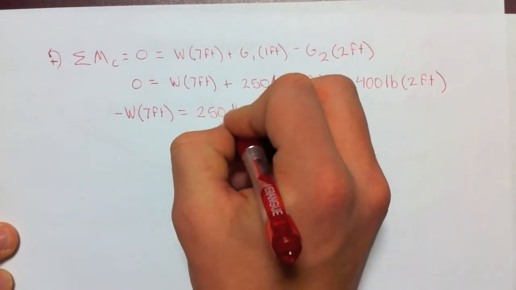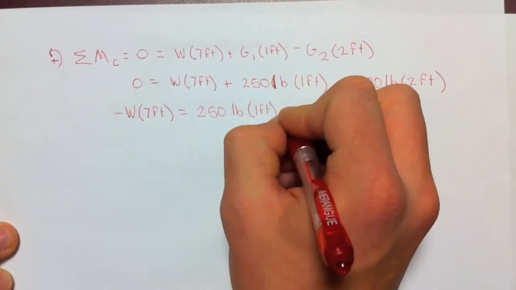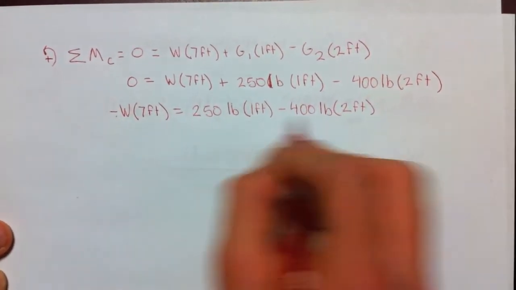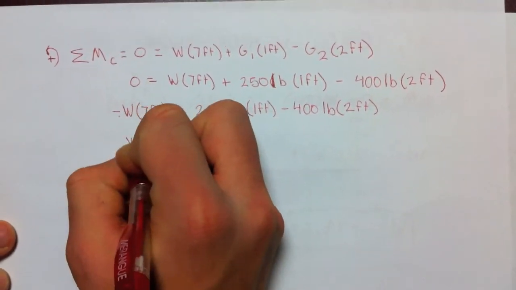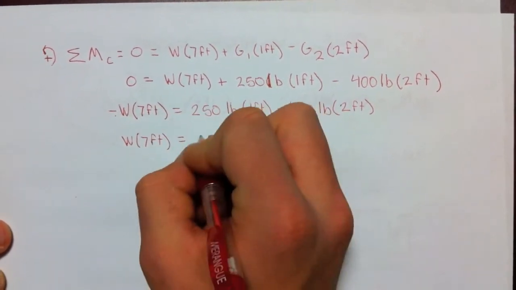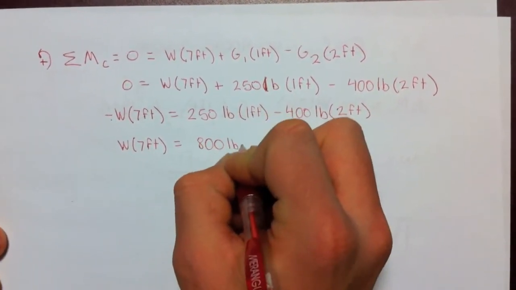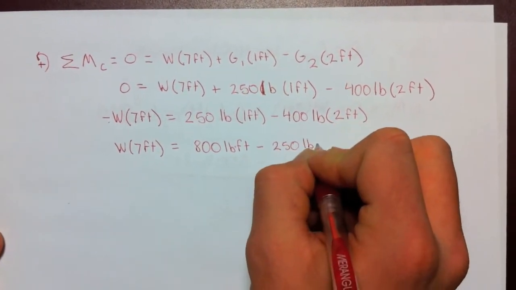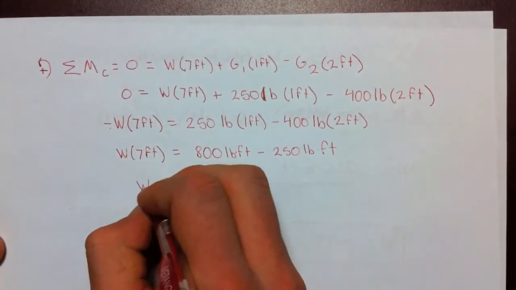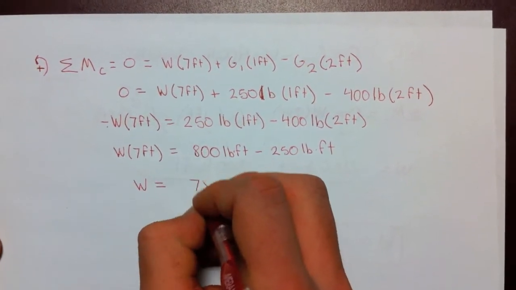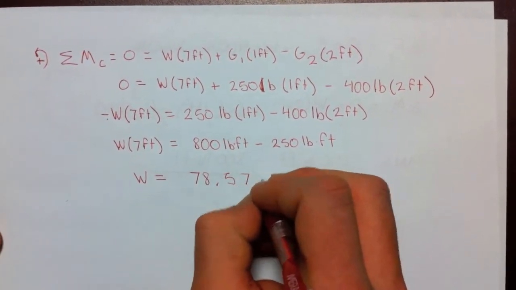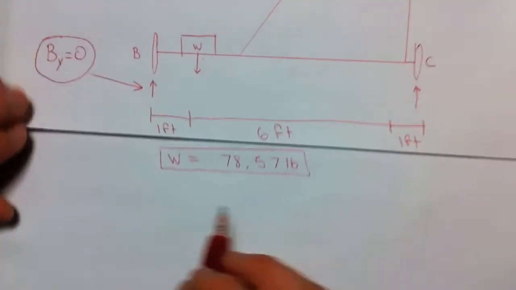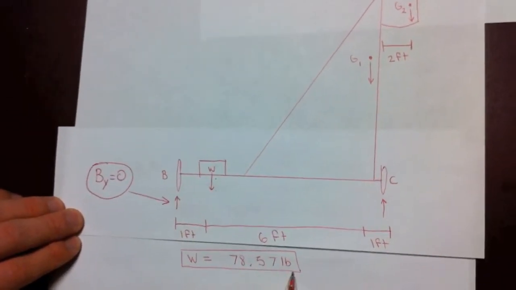In this step, we brought the W to the other side of the equation. In this step, we multiplied the 400 by 2 and multiplied both sides of the equation by -1. Then divided by 7 feet, we get the final answer of 78.57 pounds. This answer is the minimum counterweight W that should be used in order to prevent the platform from tipping over.